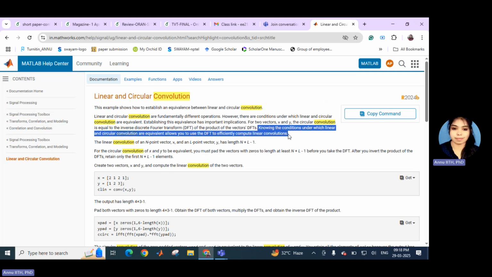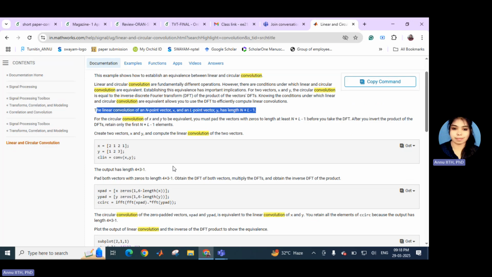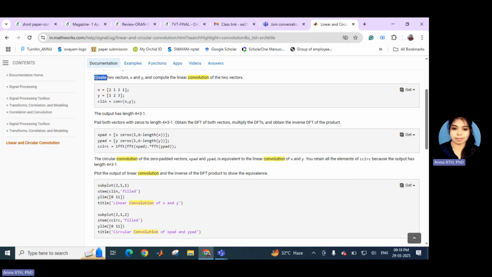So knowing the condition under which circular and linear convolution are equivalent allows you to use the DFT to efficiently compute linear convolutions. The linear convolution of an n-point vector x and an L-point vector y has length n plus L minus 1. So you have two vectors x and y and compute their linear convolution. x is this and y is this. The output has length 4 plus 3 minus 1, because this is 4, this is 3, and then minus 1.